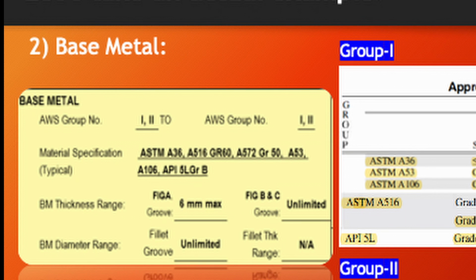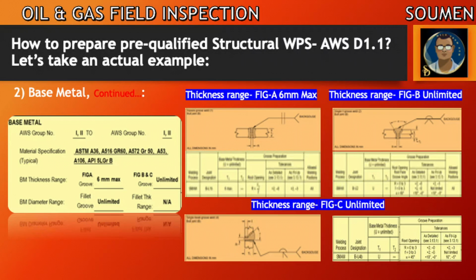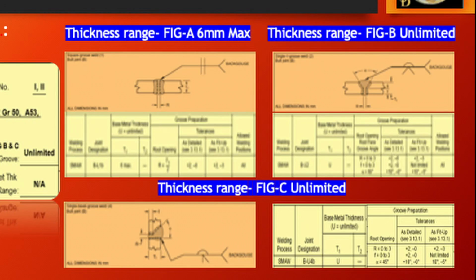The diameter range, since it is structural welding, not pipe, is unlimited, and fillet thickness range is not applicable. Now let us discuss figure A, figure B and figure C, the criteria given by construction. These three figures will cover all the structural requirements.